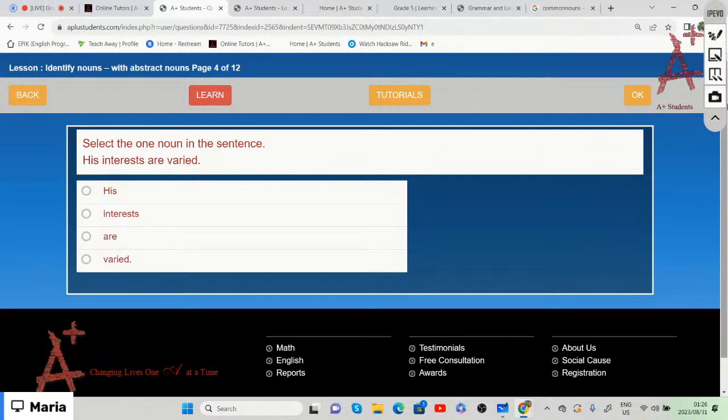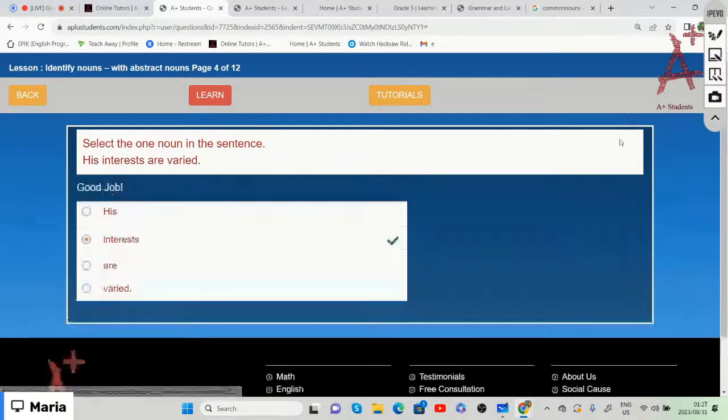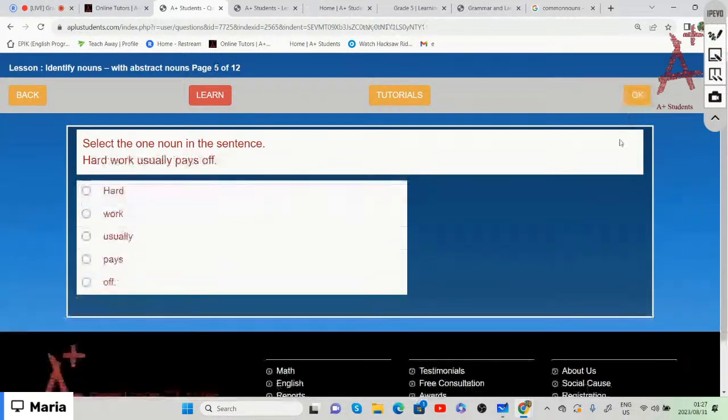All right. So if we select one of these words or the nouns, let's choose interests. Right? It's things that he's interested in, his interests, right? But it doesn't mean it is like a physical thing, right? So well done.